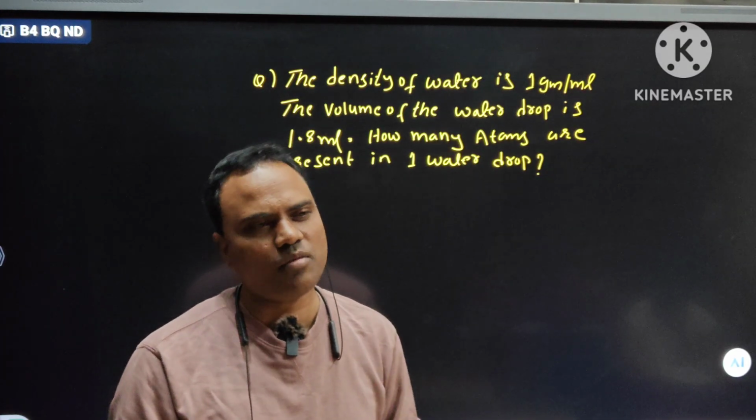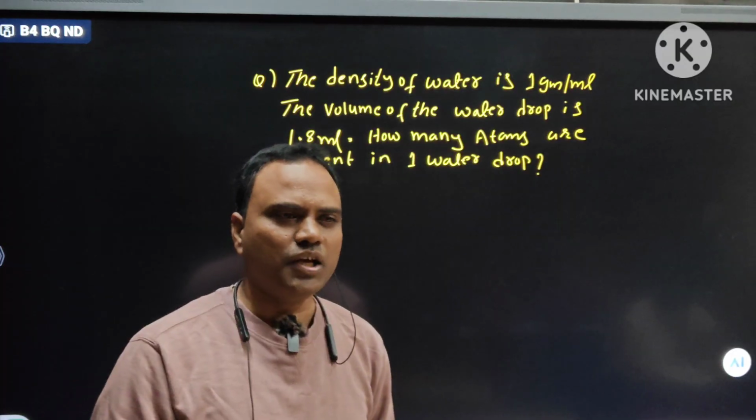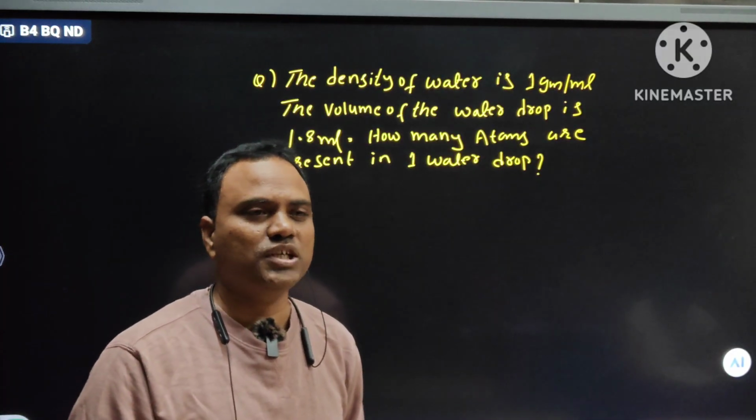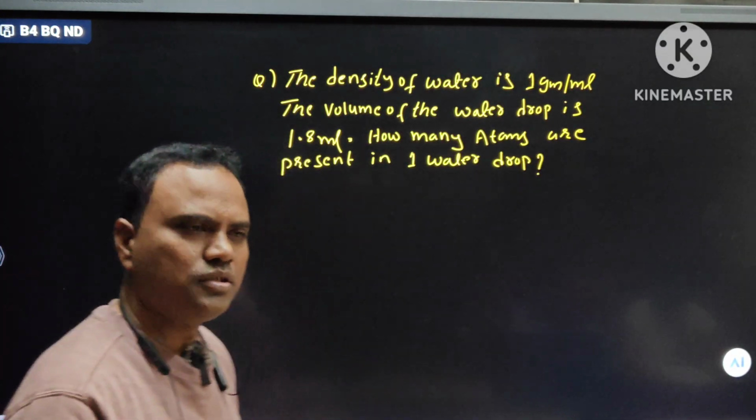We know weight and we know gram molecular weight of water, 18 grams. And atomicity of H2O is 3. Over. Clear? See this.